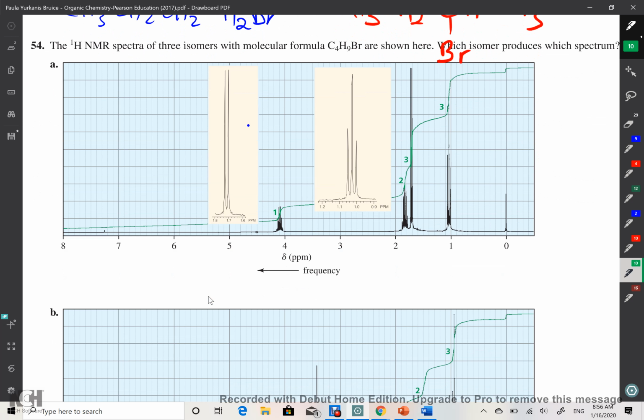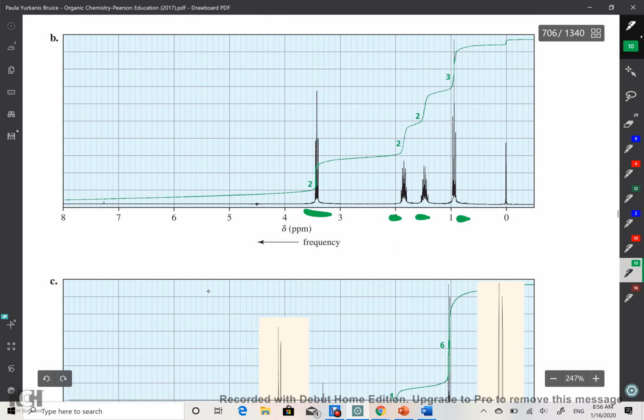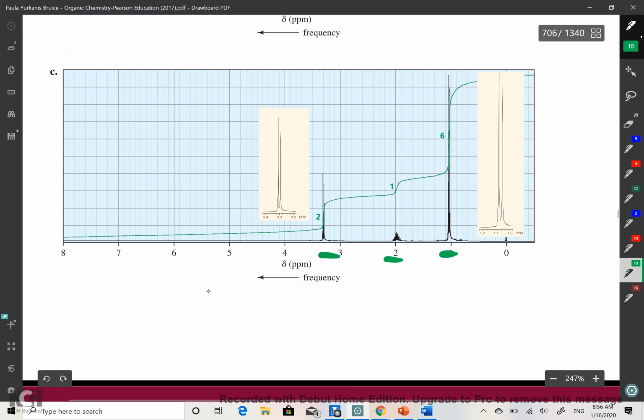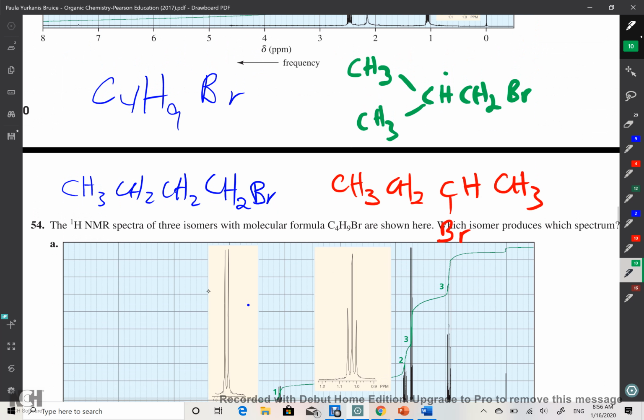So, let's have all the 3 spectrums. Over here I have 1, 2, 3, 4 signals. Over here I have 1, 2, 3, 4 signals. And down here I have 1, 2, 3 signals. So the one with 3 signals will correspond to the green one. So this is the third spectrum, only by virtue of the number of signals.